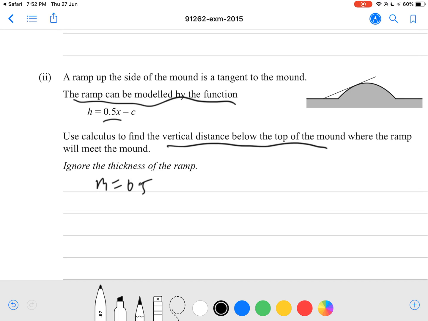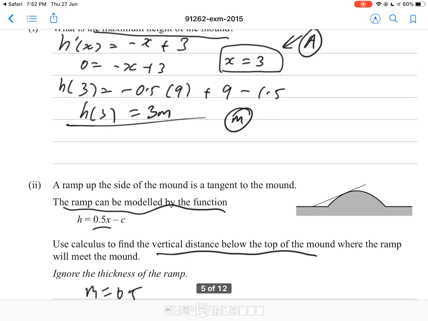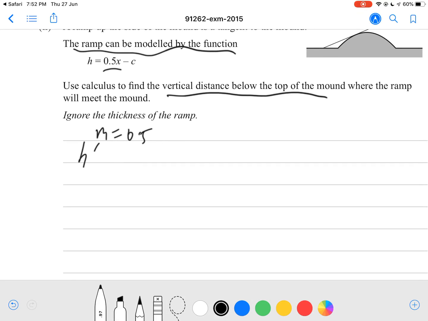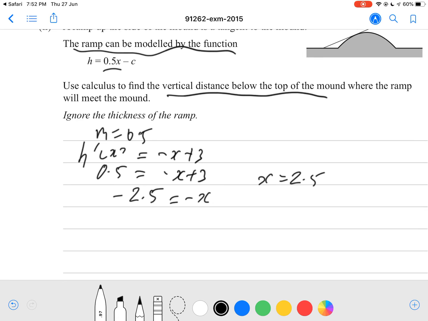And the only thing we got to do is differentiate to find our gradient function as we did up here before. So we're going to say our h dash of x equals negative x plus 3. Our gradient equals 0.5, so 0.5 equals negative x plus 3. Negative 2.5 equals negative x. X therefore equals 2.5. Now we simply substitute our 2.5 into our equation to find our height.